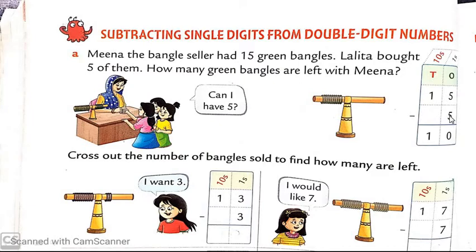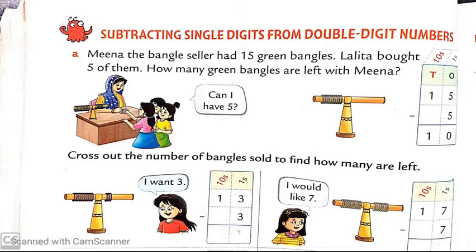Now move towards the tens place. See what happens there. 1 is present in the tens place. Here we don't have any number, that means 1 minus 0. Okay. So now, while subtracting 0 from any number, we get the same number. So 15 minus 5, we get the number 10.